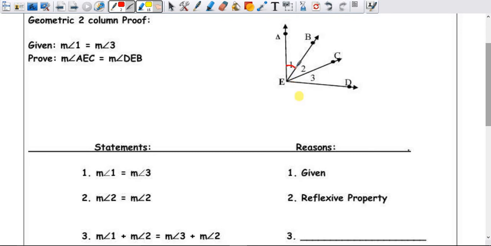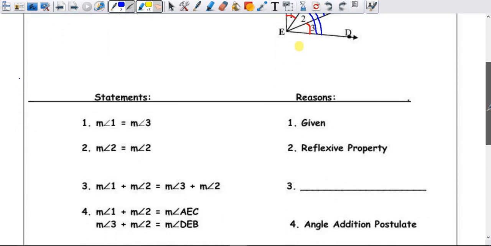All right, so let's draw our congruency markings in. Measure of angle 1 equals the measure of angle 3. Now, in blue, I'm going to put what we want to get to, just so we can start getting some ideas of how we might want to do this. All right, so I want to get that the measure of angle AEC is congruent, 2 marks, to DEB. So I want it congruent to that angle there. So let's go ahead and go through this proof and see what we can do.